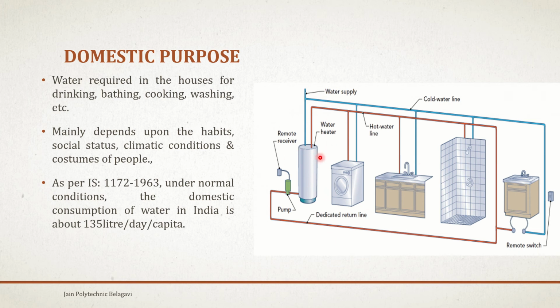One is the water heater, washing machine, wash basins. This is the bath, shower, and the tap, and there will be some other connections of water utilities.